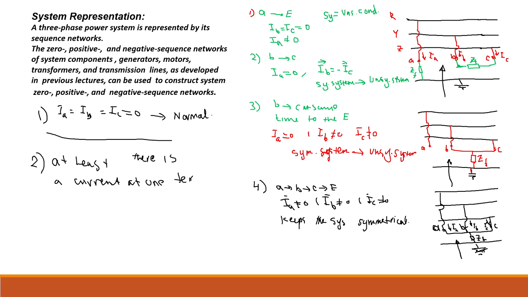One terminal, then the system is abnormal, is under fault conditions. Okay. So in fault conditions, we look to the system from one point. We view the system from the terminals that are brought out from the three phases at that point.